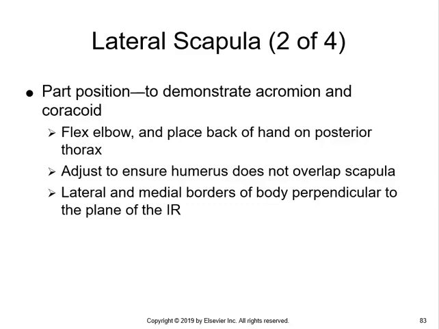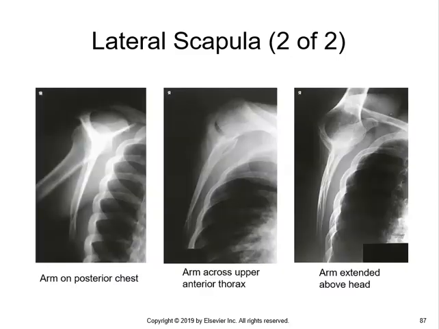And it should look identical to the scapula, the Y view that we saw before, with the only exception is notice that the humerus is out of the way. In this case, it's behind the patient. In this case, it's in front of the patient. And in this case, it's straight over the patient's head.